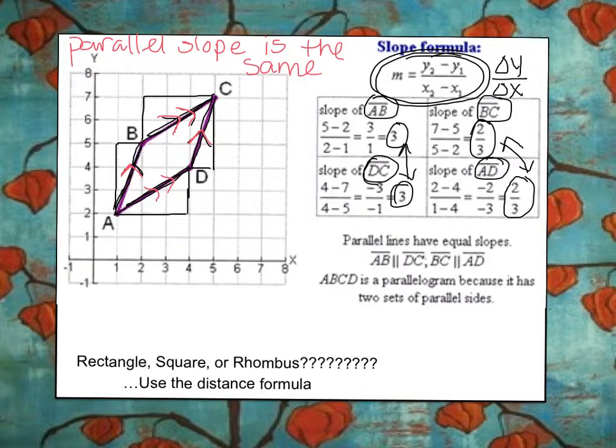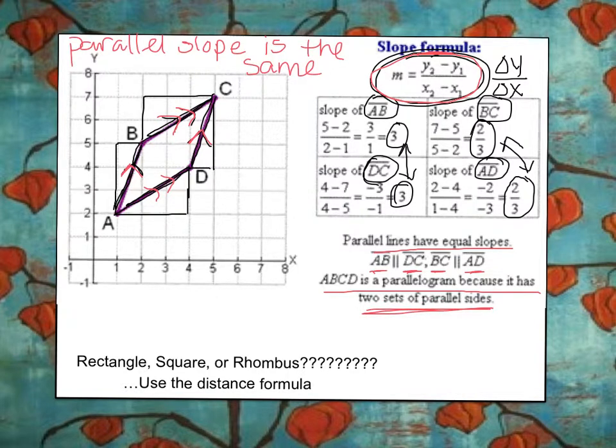Rise and run, which is what we just did because we've been practicing that a lot. But you can also calculate it using the formula, which is what they did in this example. So since parallel lines have equal slope, AB is parallel to DC and BC is parallel to AD. Therefore, ABCD is a parallelogram because it has two sets of parallel sides.